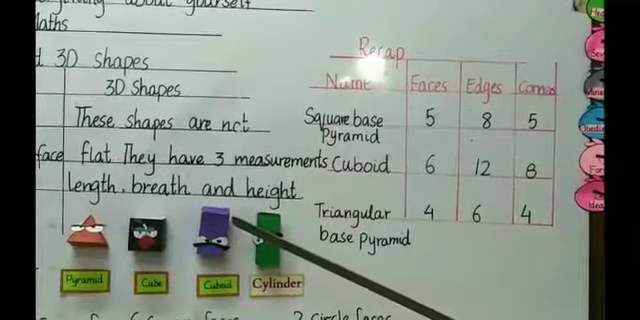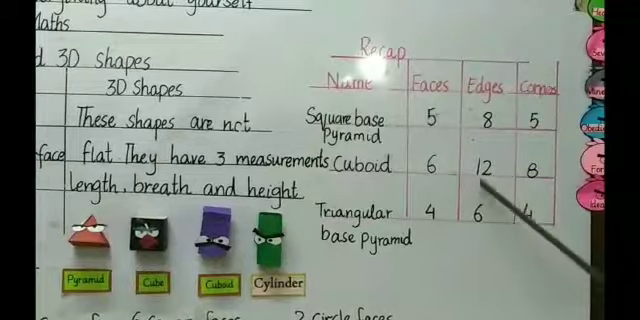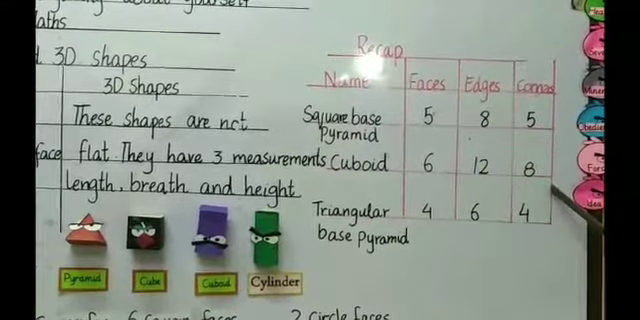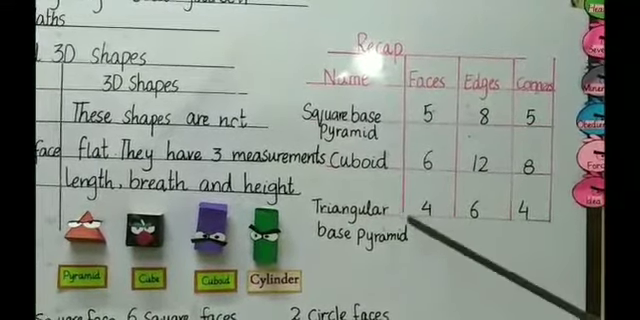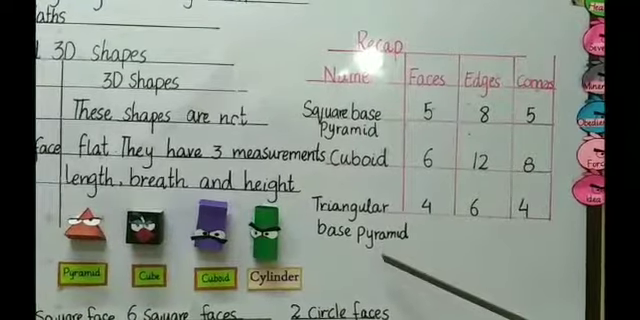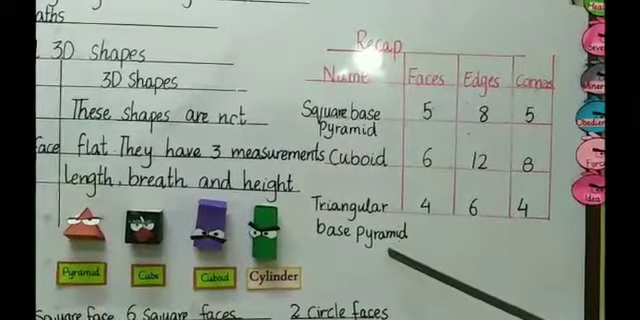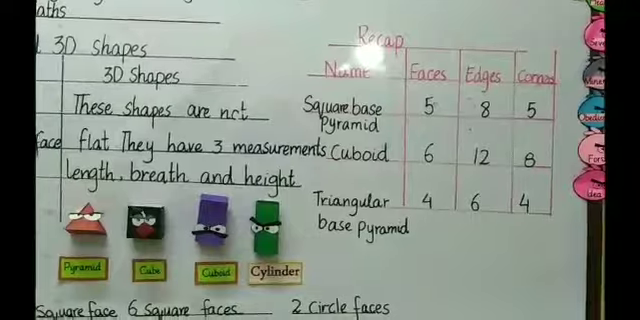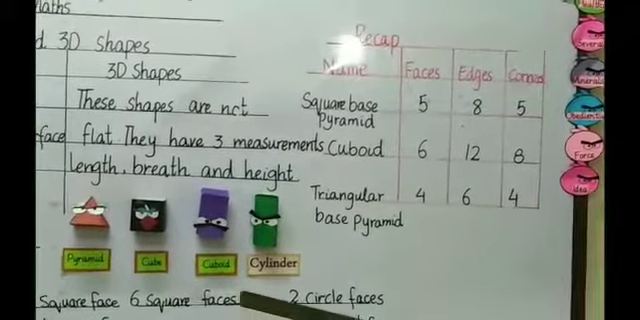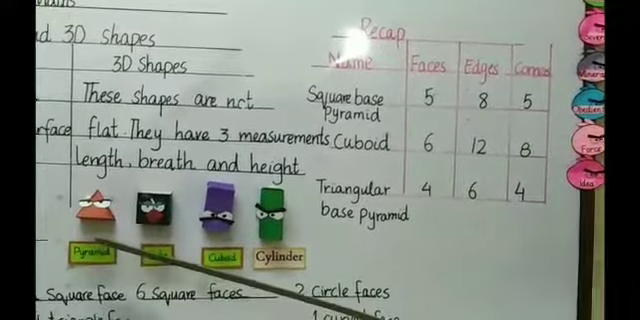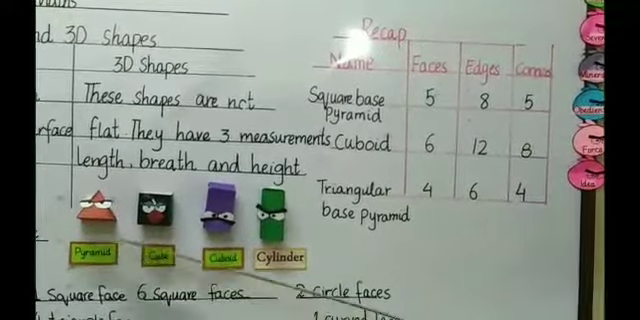Cuboid. A cuboid has 6 faces. As I told you, 4 rectangular and 2 square. It has 12 edges and 8 corners. Triangular base pyramid. It is a pyramid that has 4 triangular sides. The base can be any triangle, but usually it is an equilateral triangle. It has 4 faces, 6 edges and 4 corners.